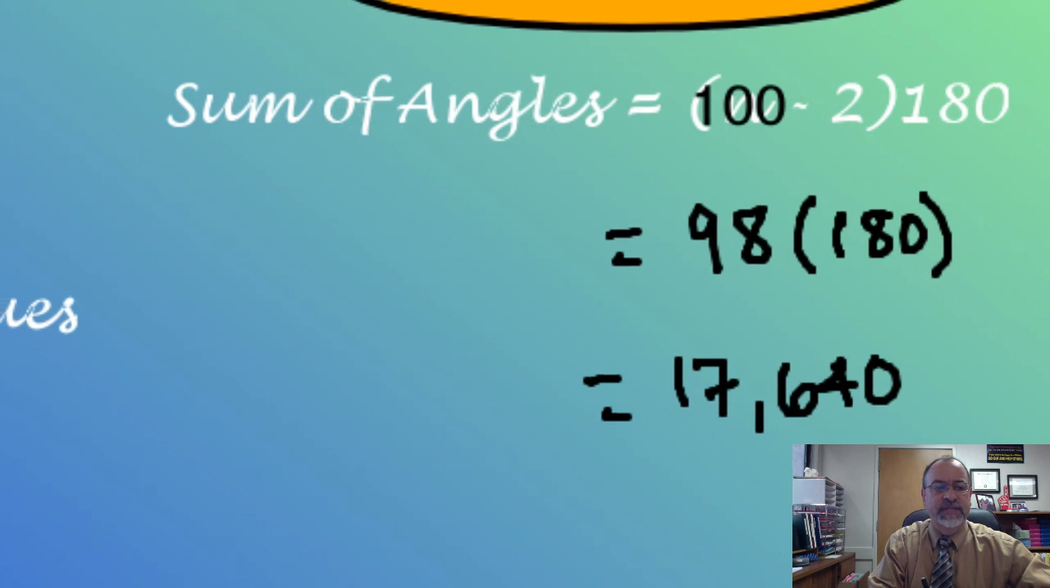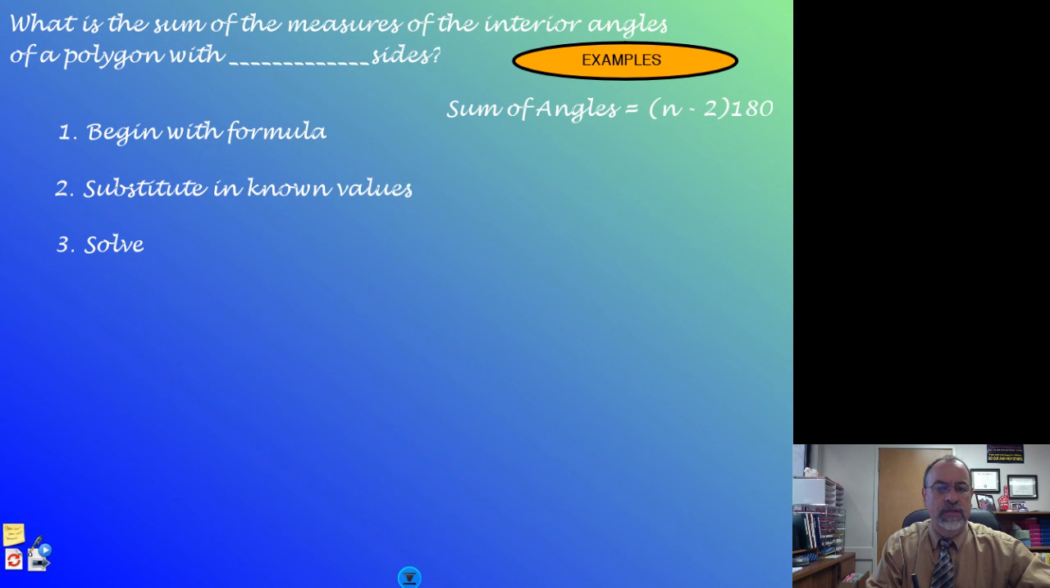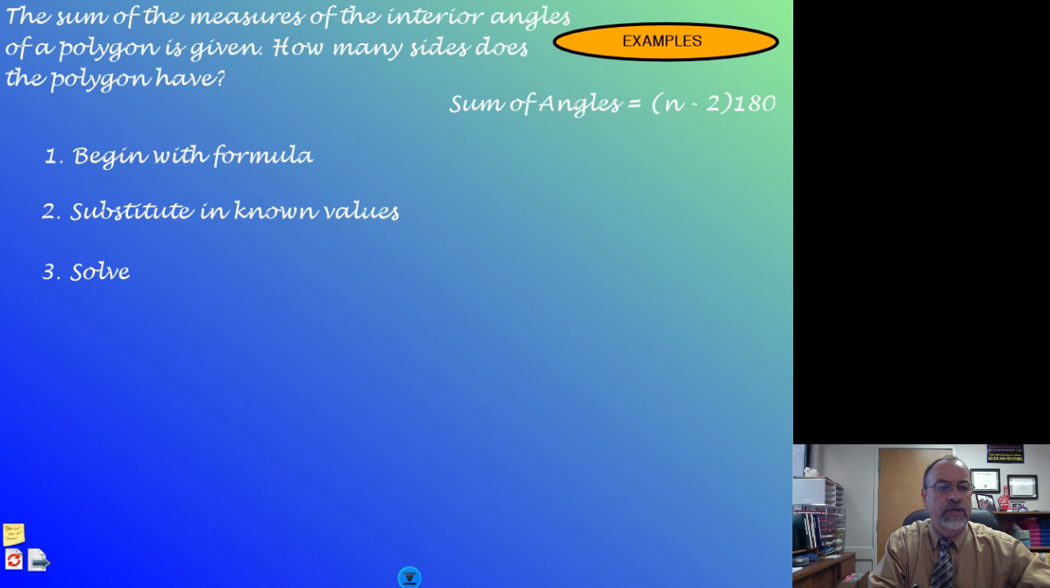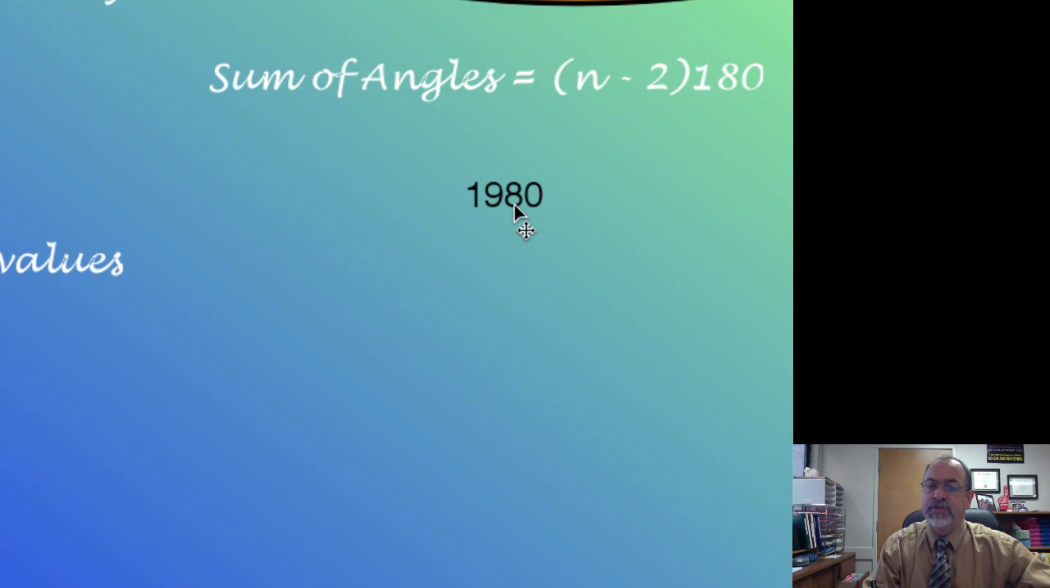So let's mix things up a little bit. Let's say we don't know how many sides there are, but we know what the angles add up to. Okay, so in this example, all right, here the sum of the measures is given. How many sides does it have? So here 1980. Now that's the measure of the angles. That's not how many sides it has. How many sides is unknown. So I still use the same equation, but now this number goes over here because this is what the angles add up to. So now I have to solve for n.